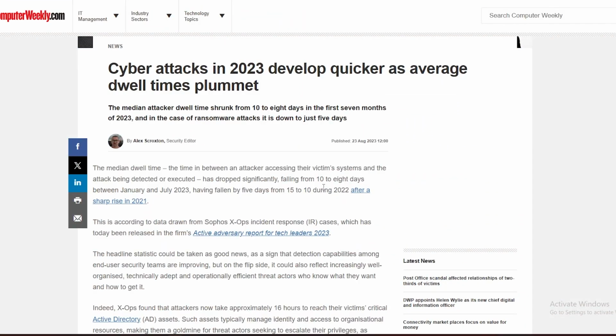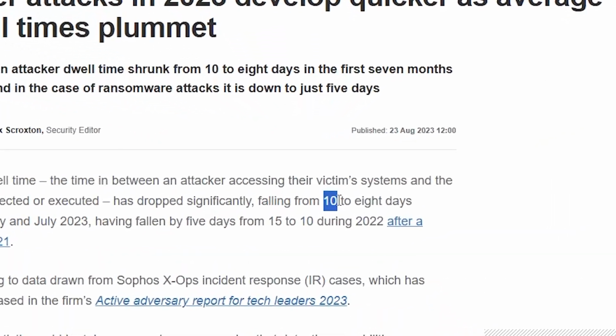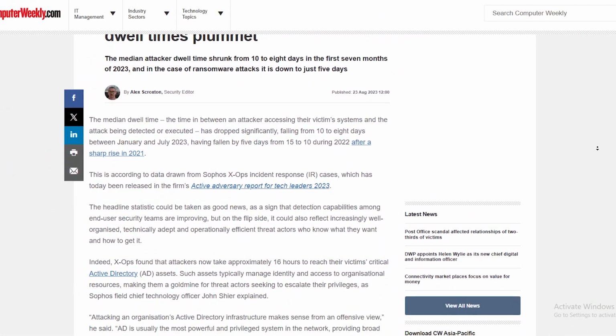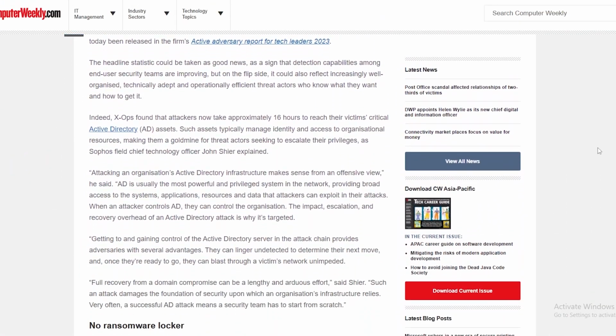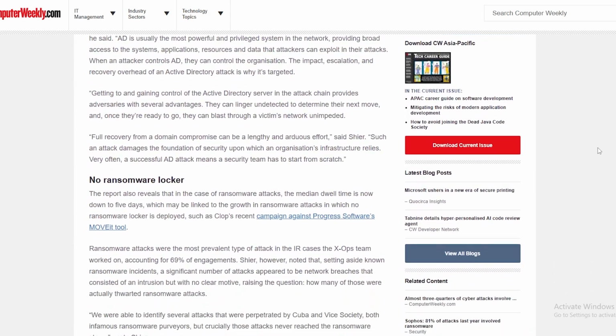In 2023, the average global dwell time was 10 days, which is quite some time, but still a substantial improvement from 16 days in the previous year, and continues a downward trend over several years. Now, this reduction indicates that organizations are getting faster at detecting and hunting for threat actors, which is great and also highlights the need for threat hunting skills.